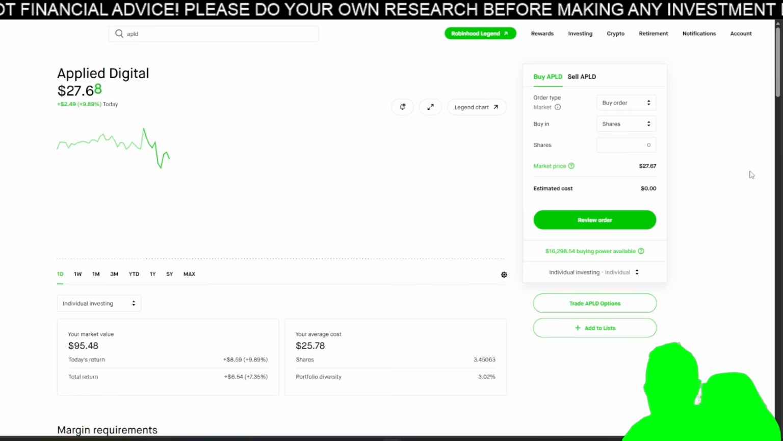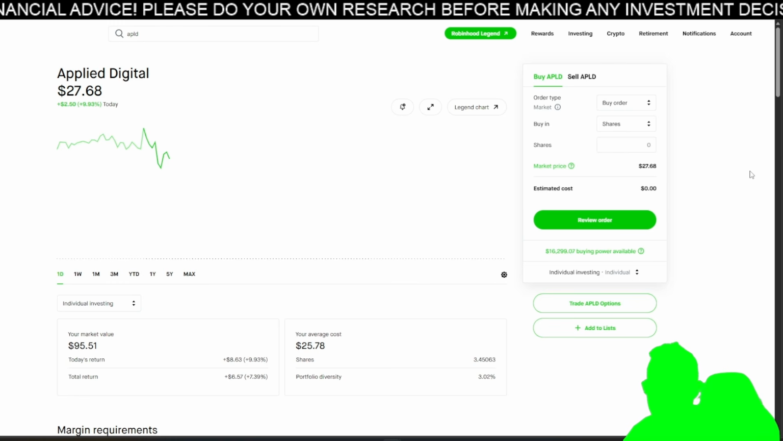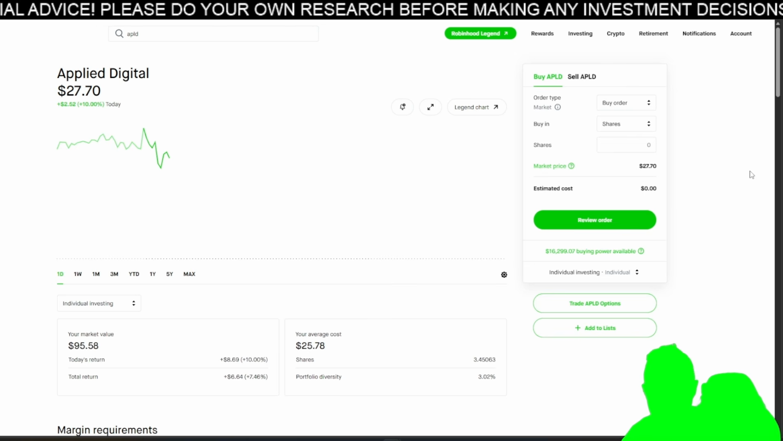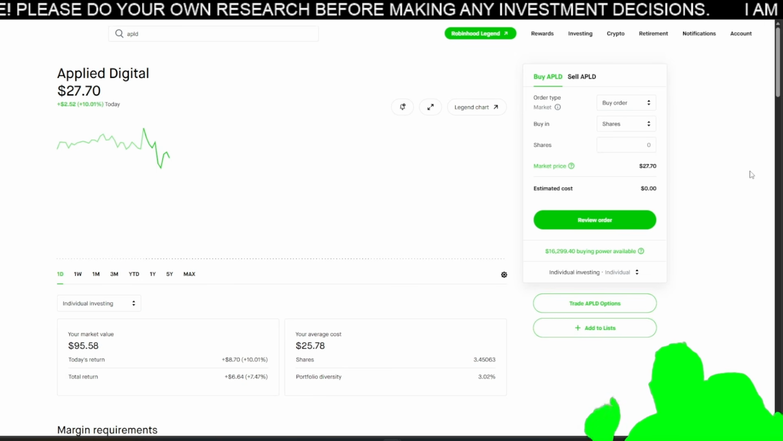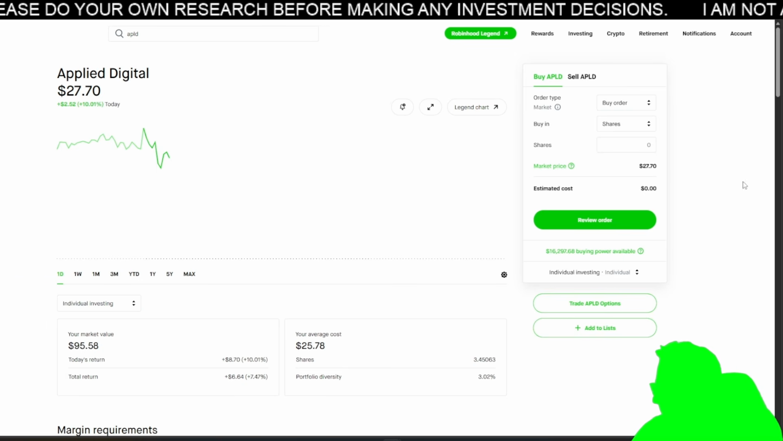I'm not going to open the trade right now because the market just opened. I might wait until right before the market closes for earnings, because IV is going to expand between now and 4 o'clock. So I want to take advantage of that.